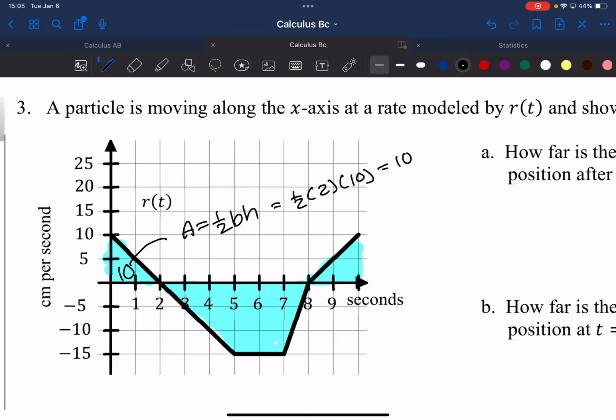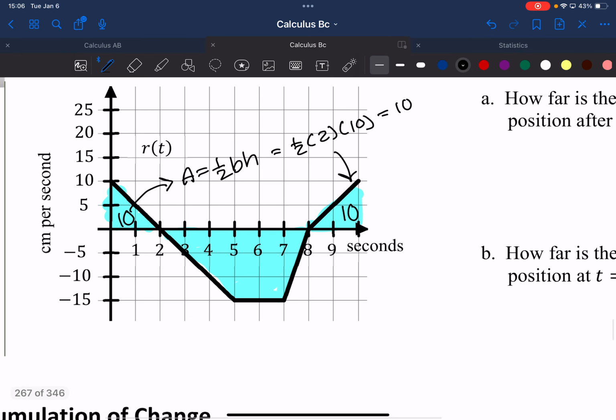And if you check the triangle on the other side, does the base and the height match up with the first triangle? Yes. So that means that second triangle also has an area of 10. So this was the area for both those triangles. Now we have to find the area of a trapezoid. Does anyone remember that formula? Yes, that is correct. So it's 1/2 height times base 1 plus base 2.